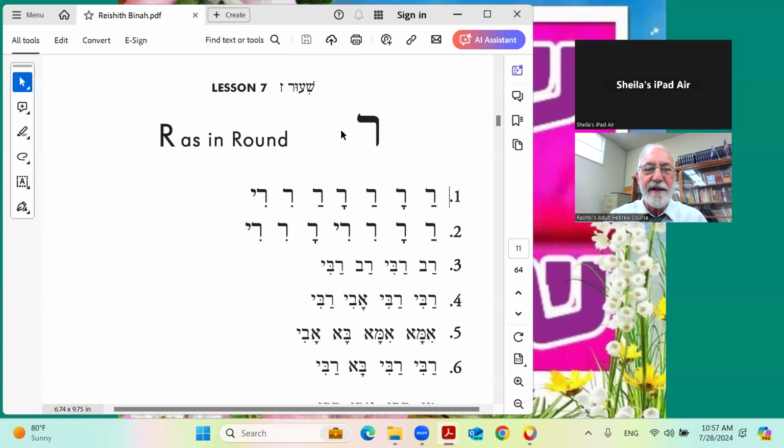Okay, this is a resh, all right. And it says as in round. See how it's kind of rounded here? So R as in round. I feel like I'm on Sesame Street. R, round, rounded.